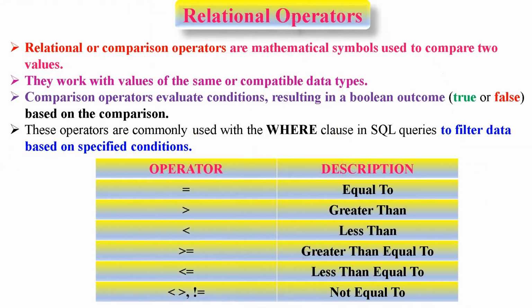Let's learn about the relational operators. Relational or comparison operators are mathematical symbols used to compare two values. They work with values of the same or compatible data types. Comparison operators evaluate conditions, resulting in a Boolean outcome, true or false, based on the comparison. These operators are commonly used with the where clause in SQL queries to filter data based on specified conditions. You can recall the relational operators given in the table. Equal to, greater than, less than, greater than equal to, less than equal to, not equal to.